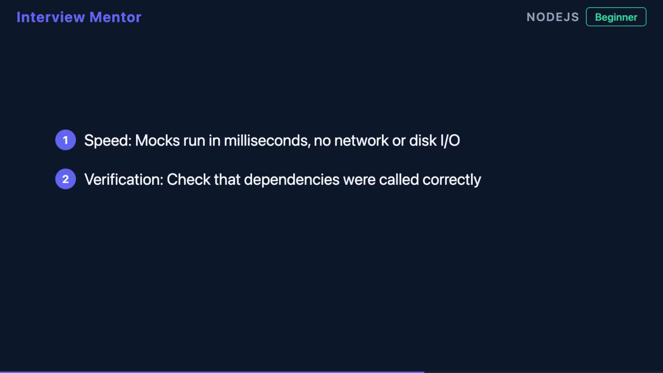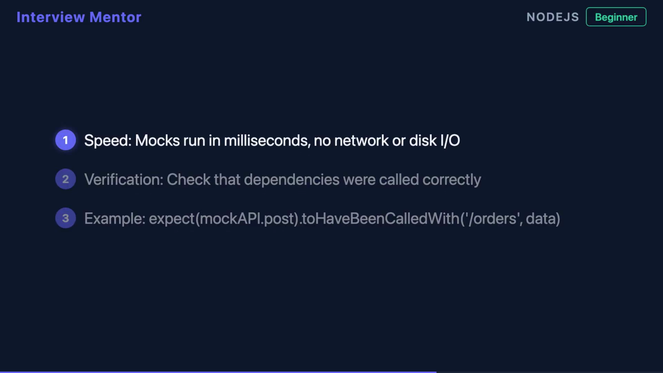Two more benefits: speed and verification. Mocks run in memory with no network latency or disk I/O, making tests run in milliseconds instead of seconds. And most mocking libraries let you verify interactions, checking that your code called the dependency with the right arguments at the right time. This ensures your code integrates correctly, even when the real dependency isn't there.